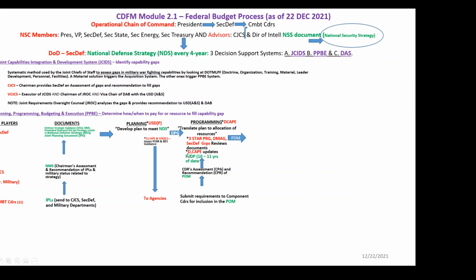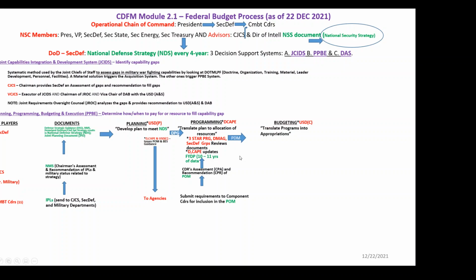The DCAPE, same guy that's in charge of programming, is in charge of updating the Future Year Defense Program. And when it's all said and done, the final document that is published at the end of the programming phase of PPBE is your Program Decision Memorandum.